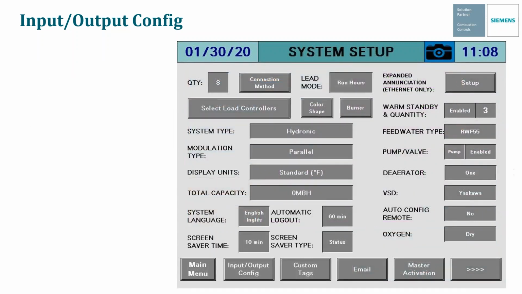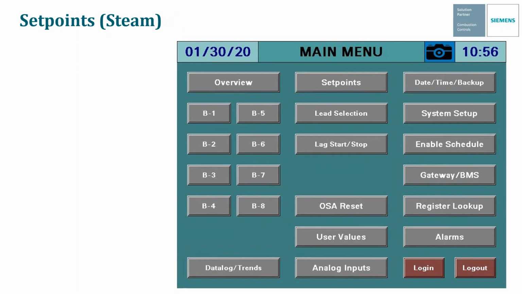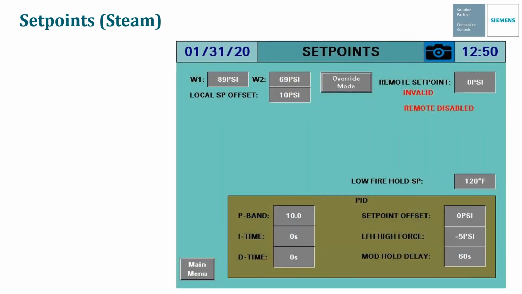Okay, so back to our system setup screen. If we click on our main menu button, it'll take us back to our main menu. Now we're going to take a look at the Setpoints menu. Okay, so if we click on the Setpoints button here, we'll take a look at the Setpoints screen. I'm showing the steam options right now. There are some additional options for hydronic systems, specifically the outside air temperature reset options. We're not going to go into those today. We'll go over those in a more advanced presentation in a different webinar.